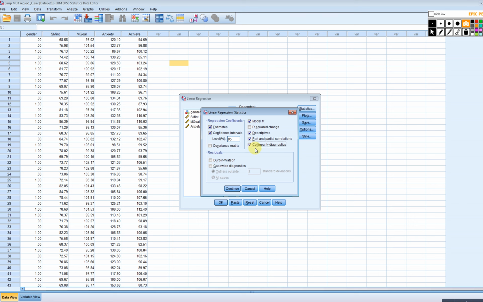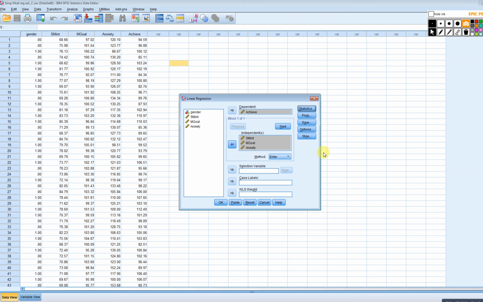Collinearity has to do with whether the predictor variables exhibit very high correlations among themselves, and that can contribute to problems in terms of non-significant relationships between the predictors and the criterion variable. It will also contribute to more unstable standard errors. At any rate, we'll click on Continue. And like I said, this is basically a simultaneous multiple regression. These are our predictors trying to account for variation in achievement.